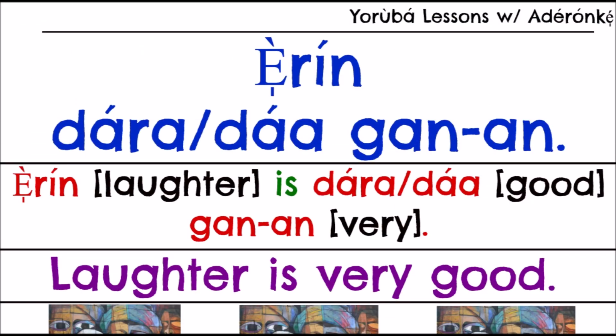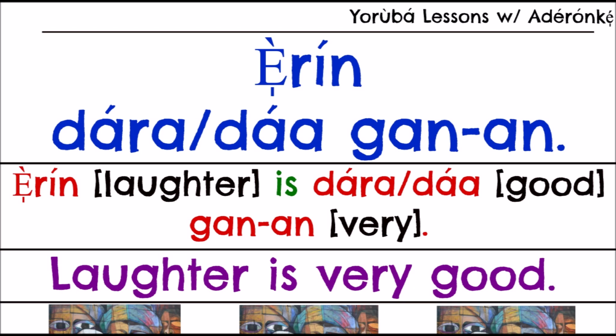In an example sentence, it looks like this. The sentence that I have here is: laughter is very good. Laughter here, of course, is a noun. Erin is laughter. Erin dára gan, or you could say erin dá gan. Dára and dá both mean good, and they pretty much mean the same thing. Dá is just the shrunk version of dára.